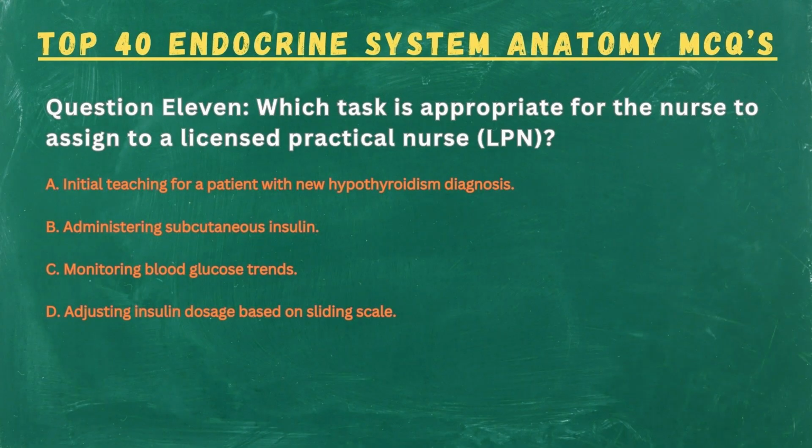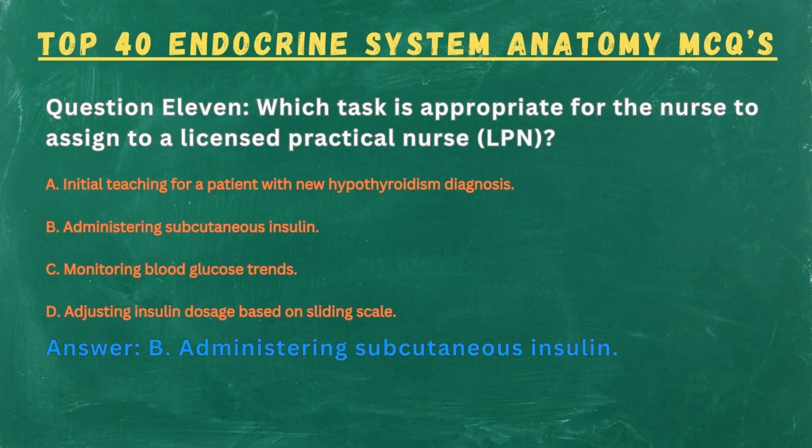Question 11. Which task is appropriate for the nurse to assign to a licensed practical nurse, LPN? A. Initial teaching for a patient with new hypothyroidism diagnosis. B. Administering subcutaneous insulin. C. Monitoring blood glucose trends. D. Adjusting insulin dosage based on sliding scale. Answer. B. Administering subcutaneous insulin.